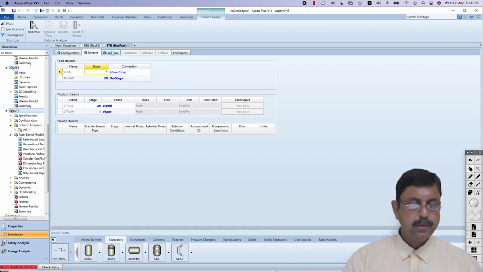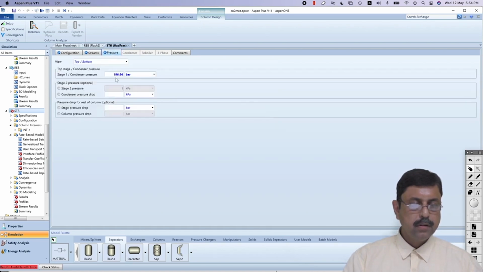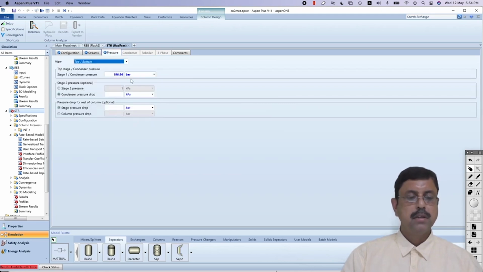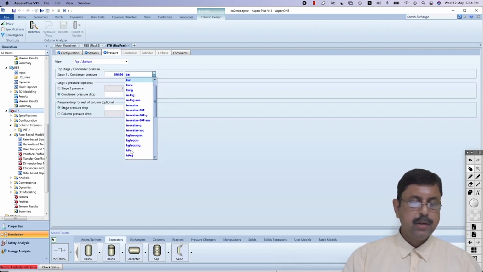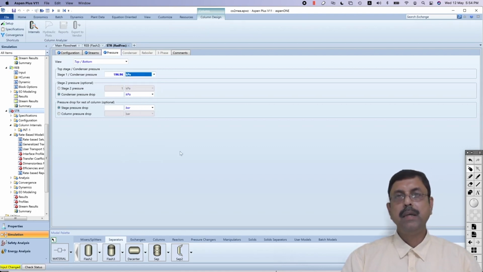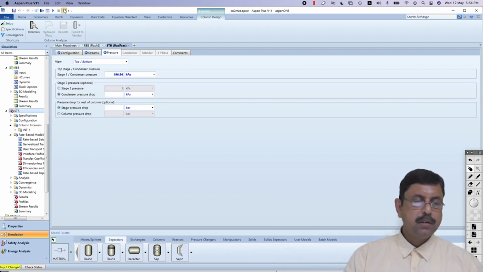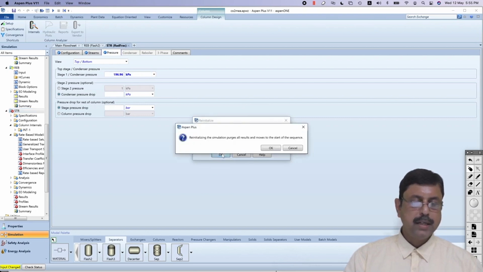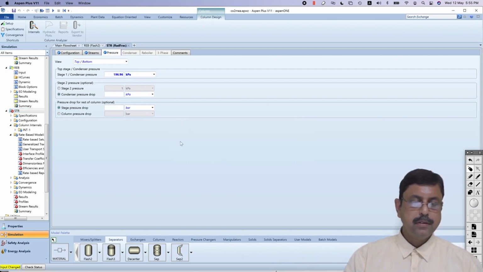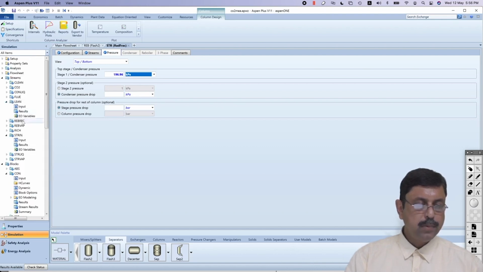Twentieth stage, pressure is 190. Oh, there lies the problem. We are operating at 196.96 bar. So I always say that you have to be very careful about your units. Okay, with the wrong unit, all your simulation will go down the drain. So again, you have to do the simulation, and hopefully it will converge now. Okay, so it has converged without further problem.